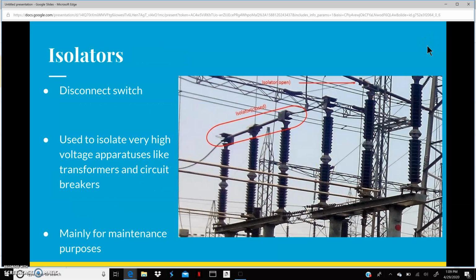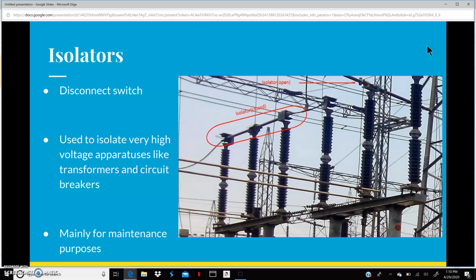And last but not least, I'm going to talk about isolators. Isolators are a type of disconnect switch. They are used in substations to efficiently isolate very high voltage apparatuses such as transformers and circuit breakers when they are due for maintenance. As mentioned earlier, bus bar systems have isolators and circuit breakers.